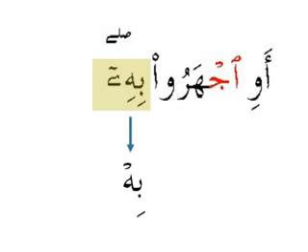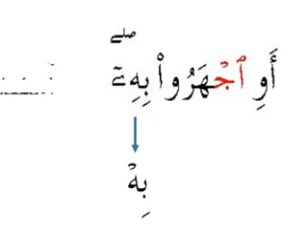However, if we're stopping here, effectively the ha with the kasra will go sakin, so this would be read as bih. Okay, bih takes a bit of practice, you've got to bring the ha from the bottom of the throat, so just read the ha with the kasra as if it's sakin.